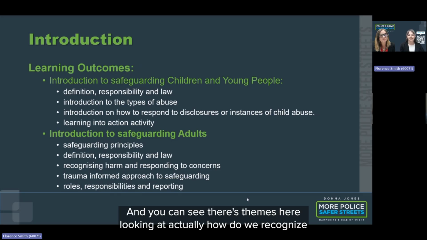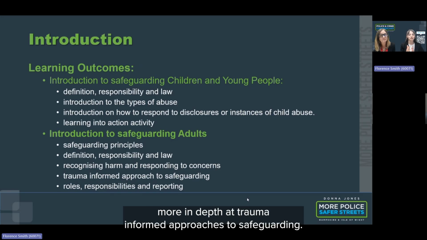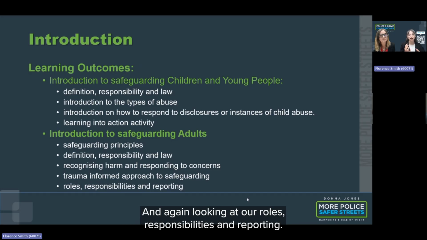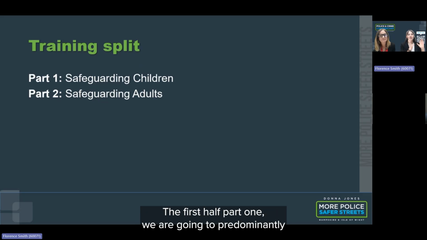And you can see there are themes here, looking at how we recognise and respond to harm and concerns, and looking a little bit more in depth at trauma-informed approaches to safeguarding, and again looking at our roles, responsibilities and reporting. So you can see there's a nice natural split to the training today. In the first half, part one, we are going to predominantly look at safeguarding children, and then we will move into safeguarding adults.